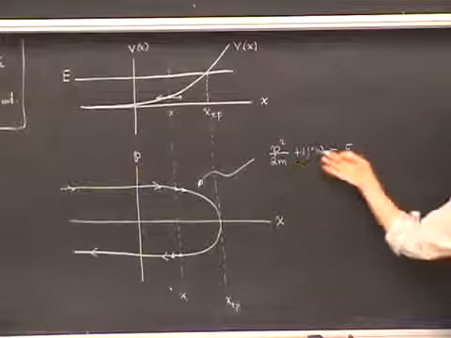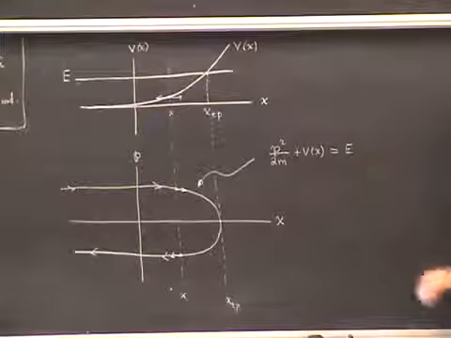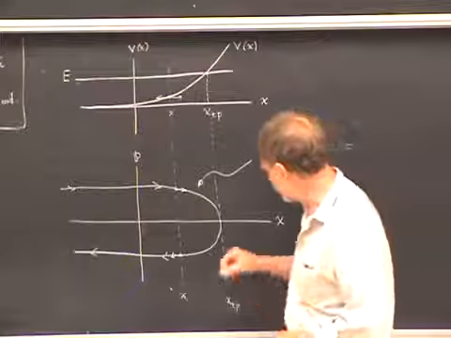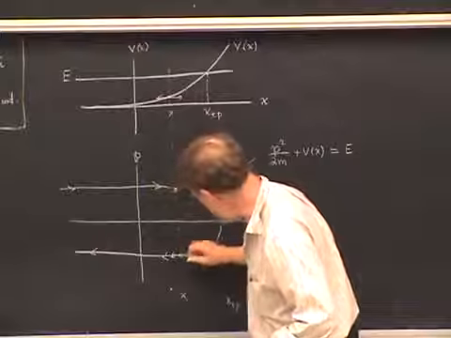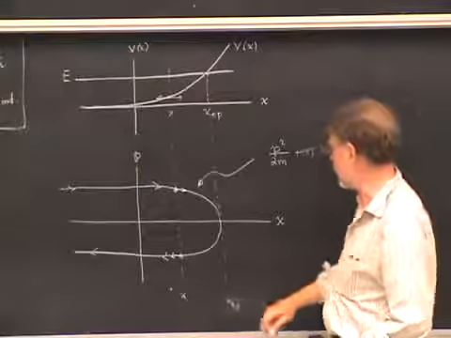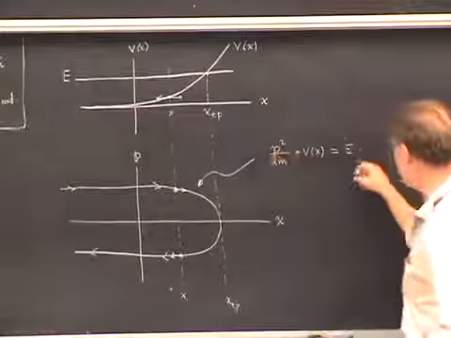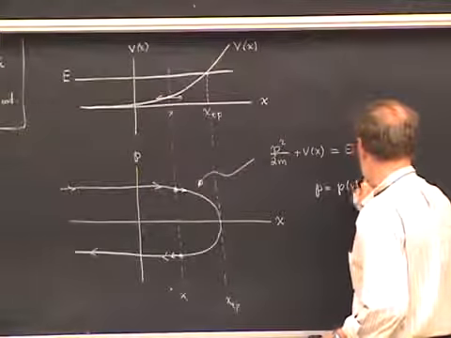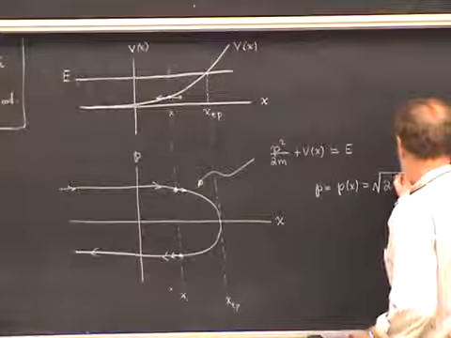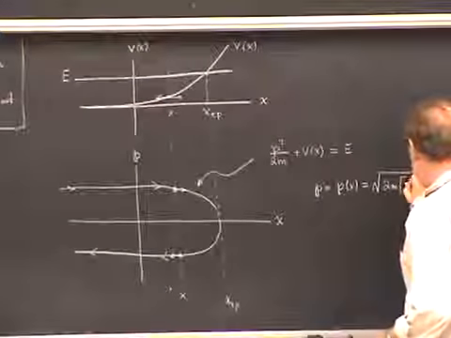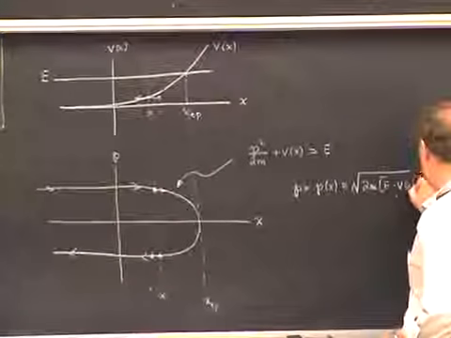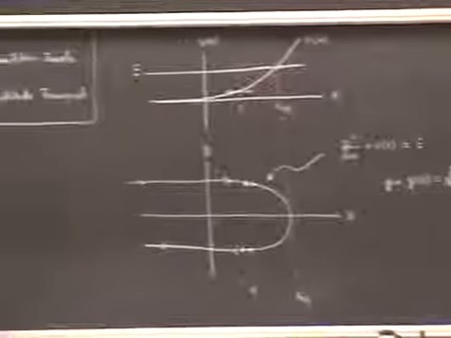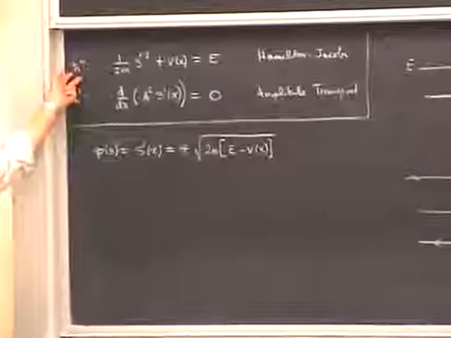The orbit is just the plot of a curve, which you get by setting the classical Hamiltonian equal to the energy. In particular, this allows us to solve for the momentum values that correspond to a given x position. Just solve this equation for p, and that gives us p as a function of position. It's the square root of twice the mass times the energy minus V of x from the Hamiltonian.